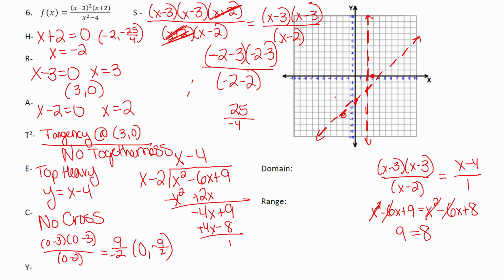I have to connect those dots, but I can't cross my slant asymptote. I can't cross my vertical asymptote. So I'm going to go through there. I'm going to change my color of pen here so it's easier for you guys to see. I'm going to go through the hole, through there, and then I know it's got to turn around some point.